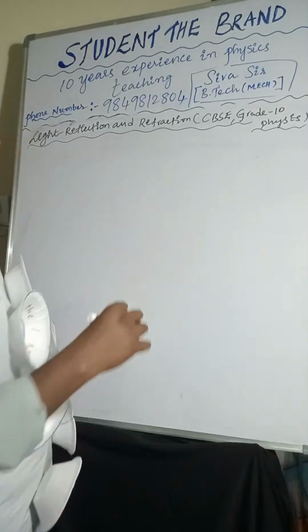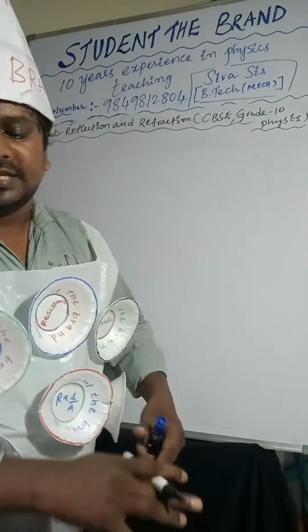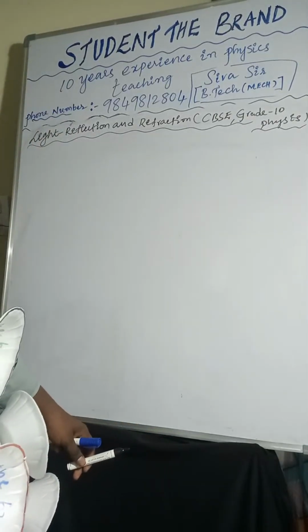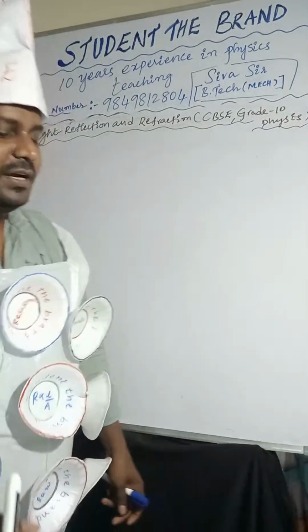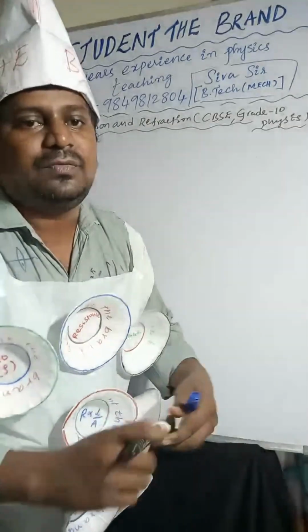Now you can see, light is a form of energy which gives the sensation of sight. When light falls on a surface, it will reflect back.